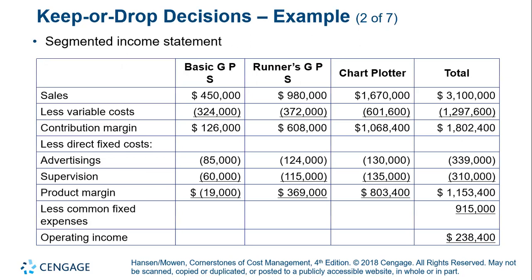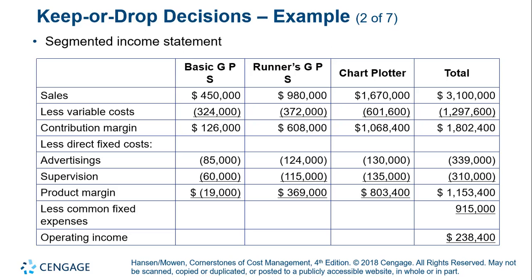Now with sales totaling 3,100,000 and the variable cost of 1,297,600, we have the contribution margin of 1,802,400. That's your contribution margin. Deduct the direct fixed cost. Okay, what are the direct fixed costs? Advertising, now deducted from the corresponding columns.